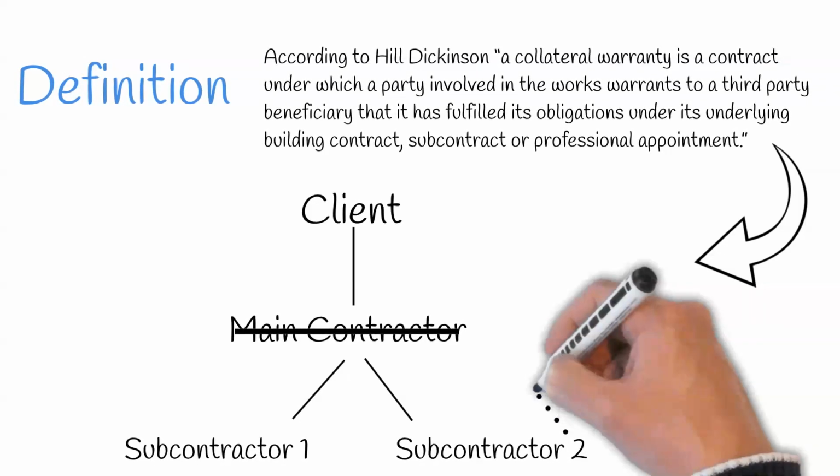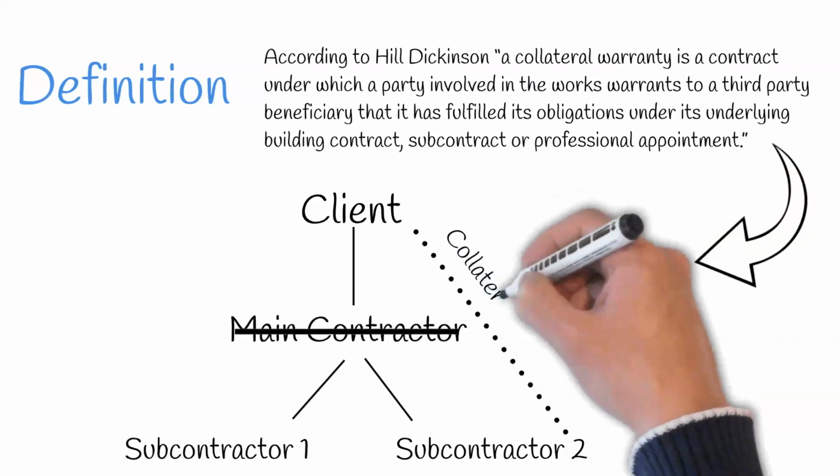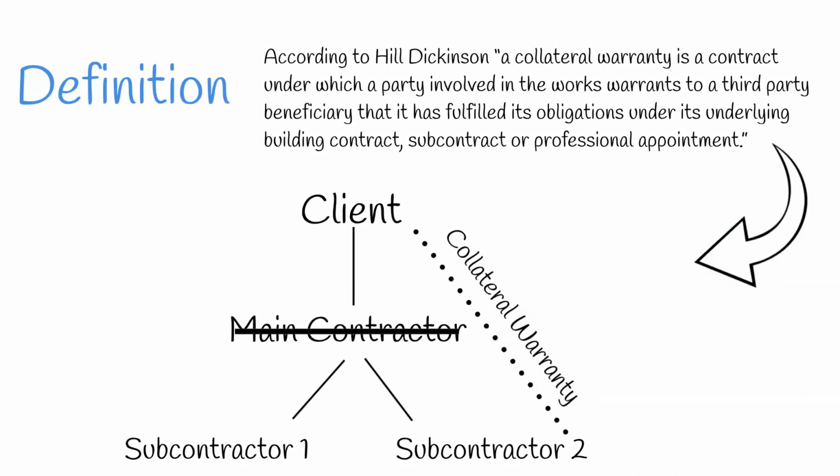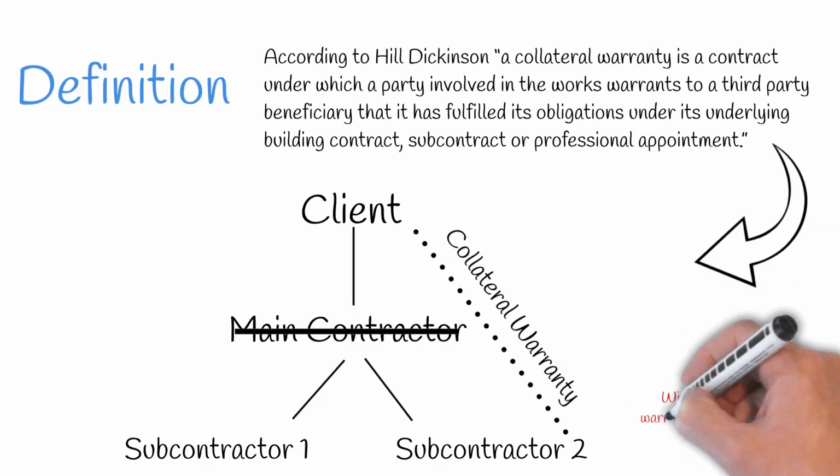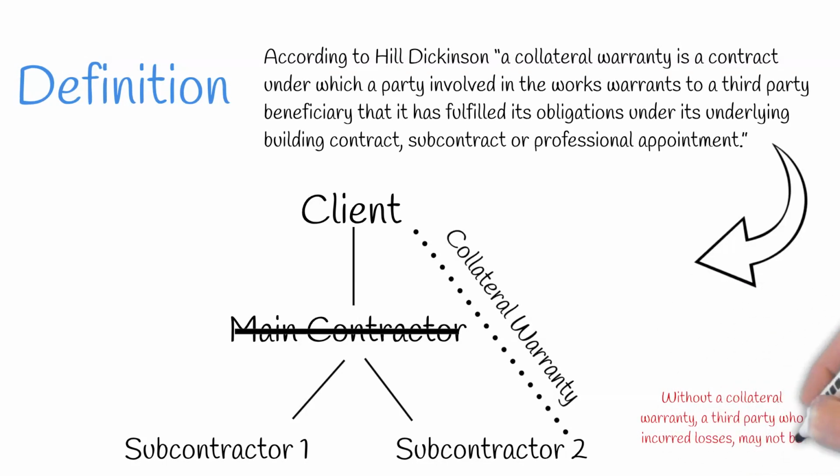Collateral warranties provide a contractual bridge between a party to a contract and a party outside of a contract, i.e., a third party. This means that if a main contractor becomes insolvent, there is an underlying agreement between the client and subcontractor. Without a collateral warranty, a third party who has incurred losses may not be able to recover them.